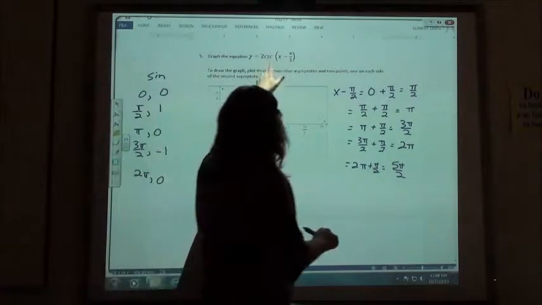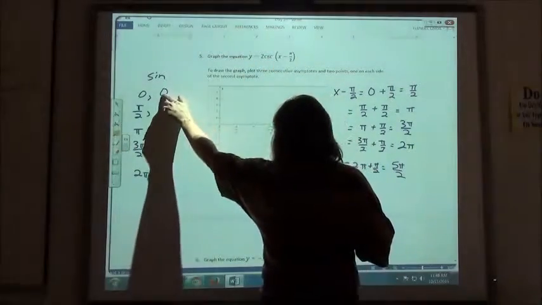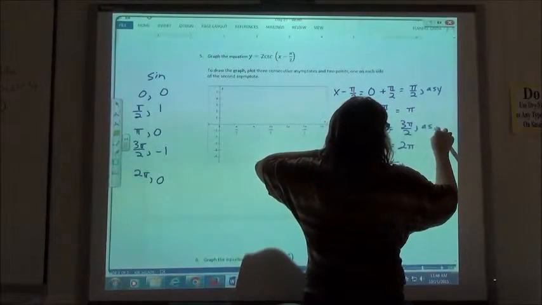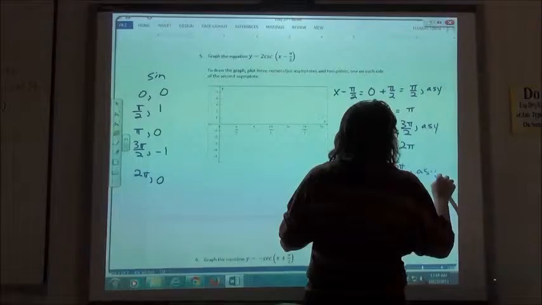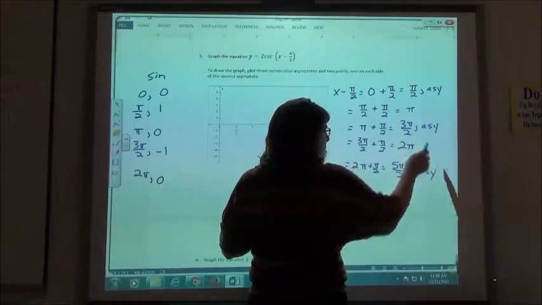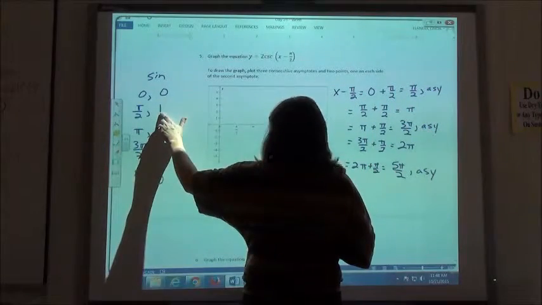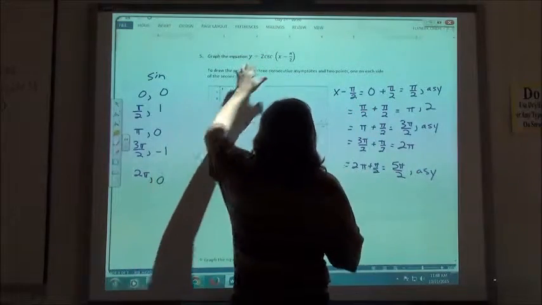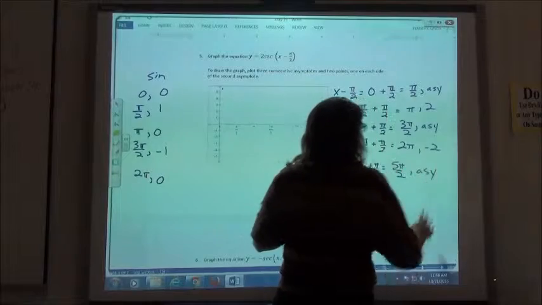Sine curve is the inverse of the cosecant, so if this is a 0, this is going to be an asymptote, this is going to be an asymptote, this is going to be an asymptote, starting, middle, end. Normally we go up. 1 times 2 is 2. Negative 1 times 2 is negative 2.